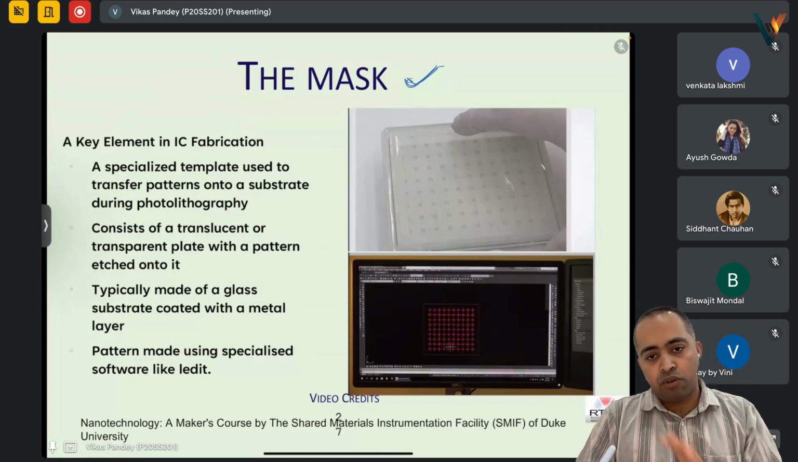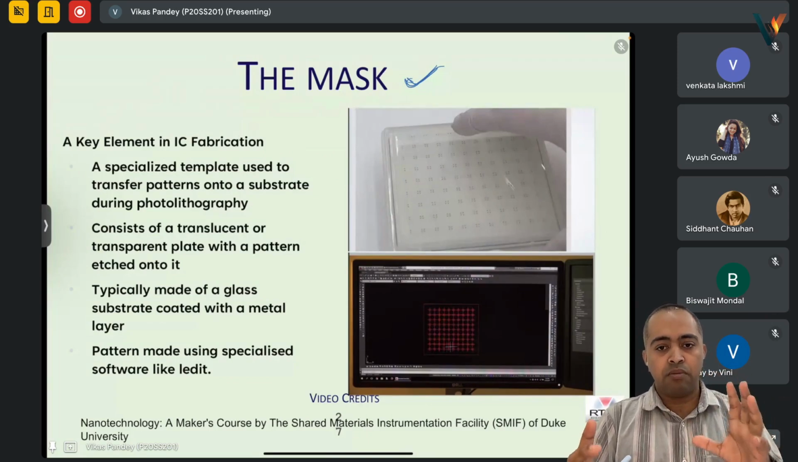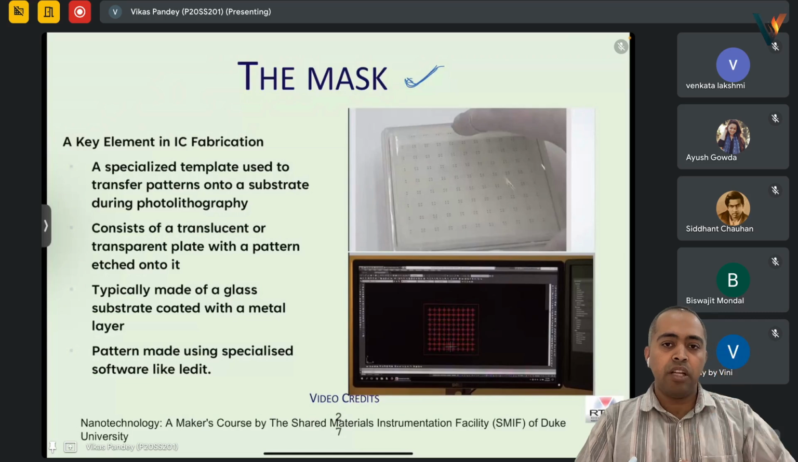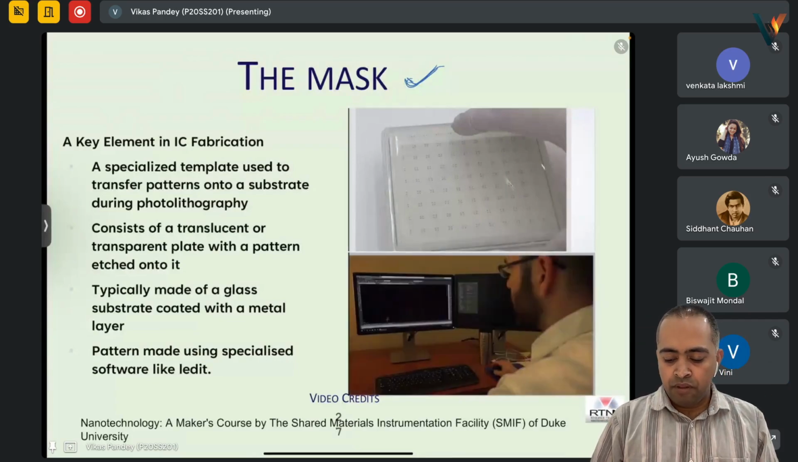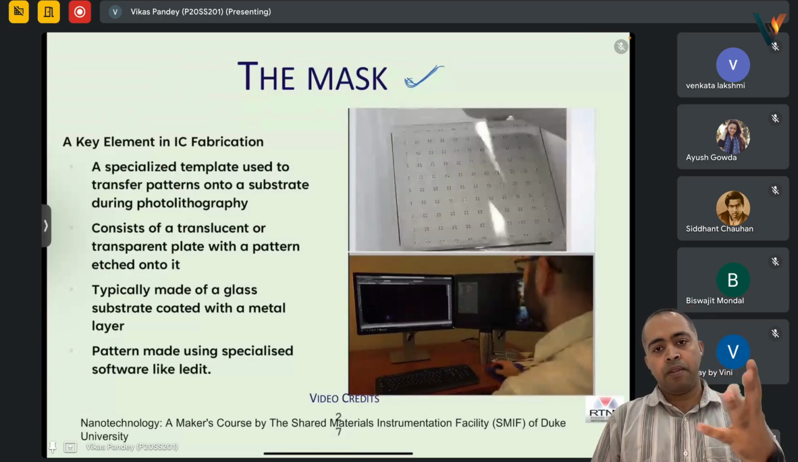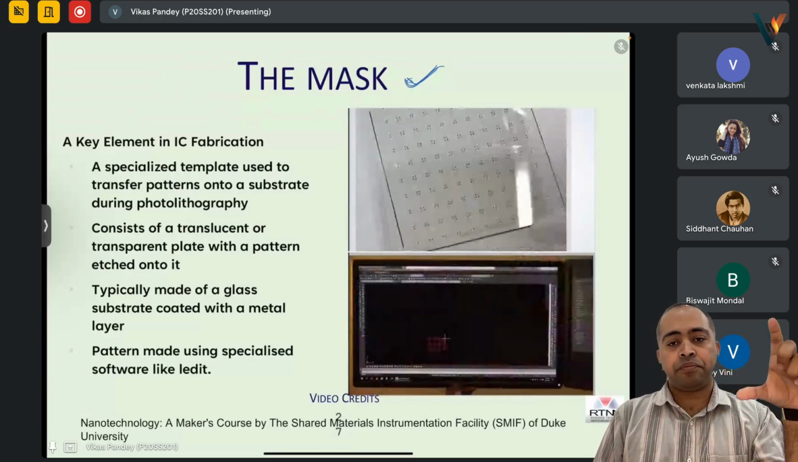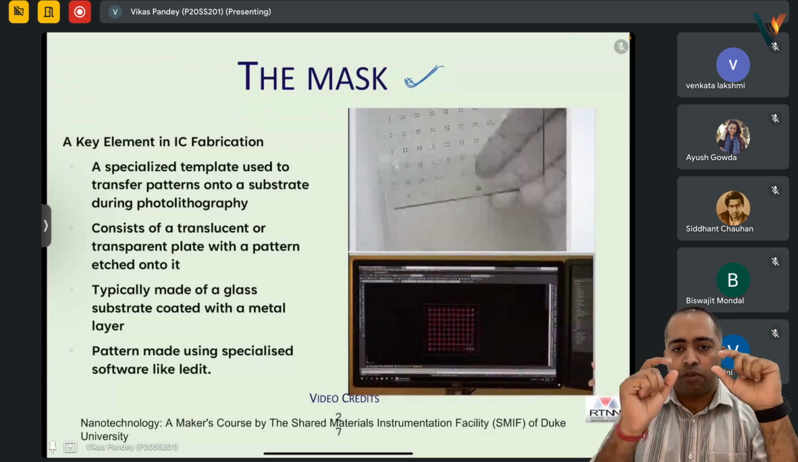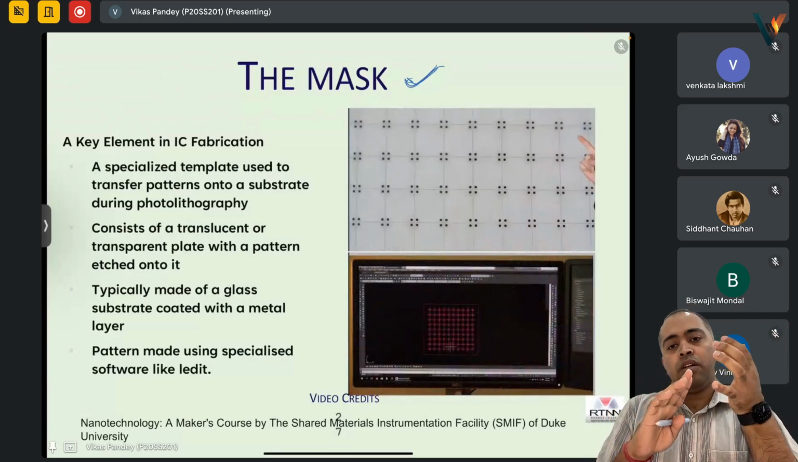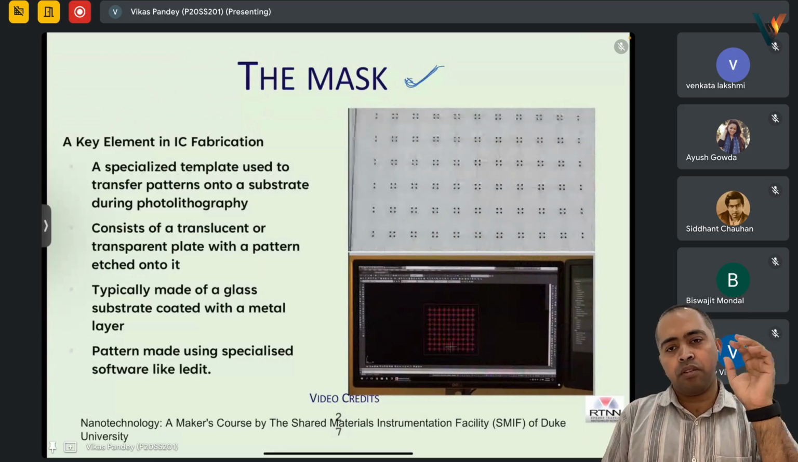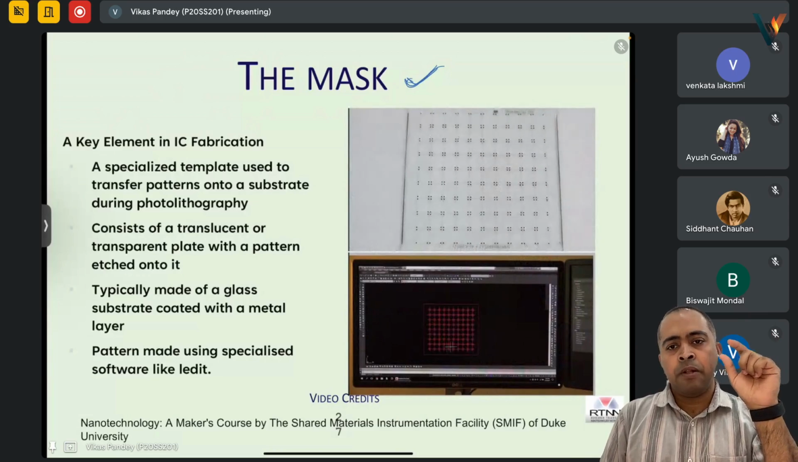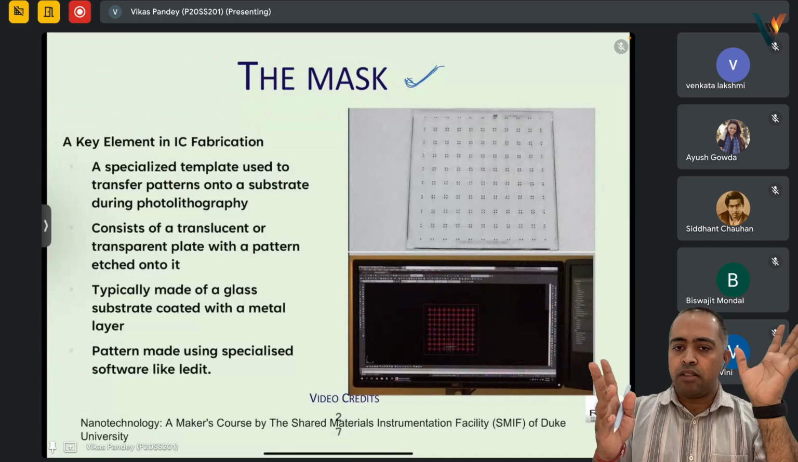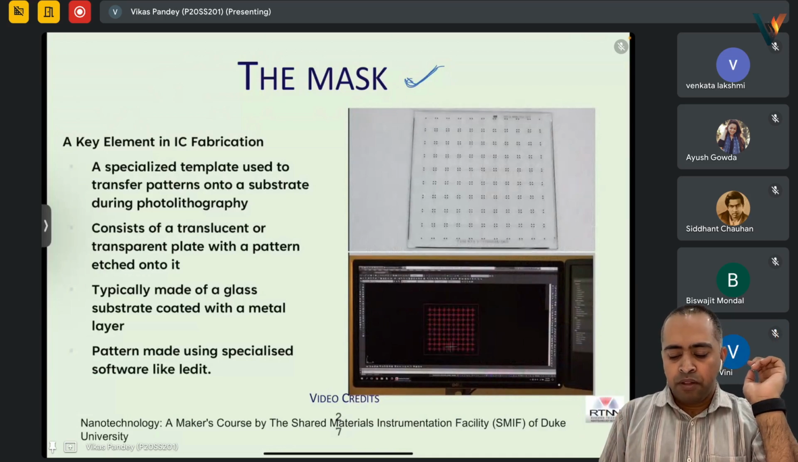First, we make the mask using software. What patterns we need, we send it to our vendor. They will make this mask for us, and they will send the mask like this. It will have a glass surface with our pattern made of chromium, mostly chromium. So that is the opaque part, and the other is the transparent part.